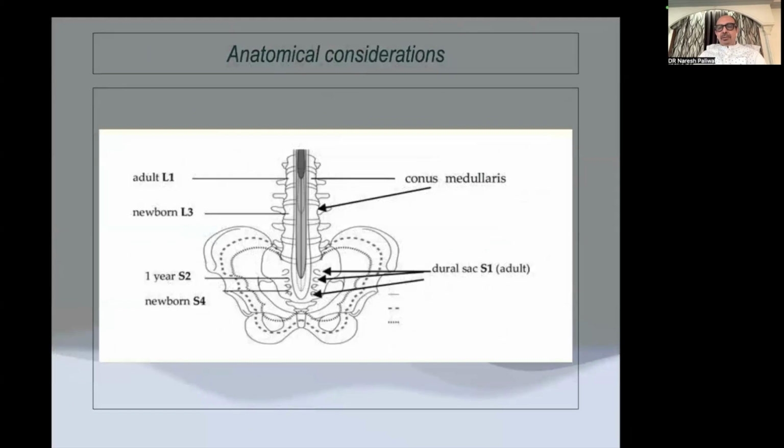Now, just to brush up our knowledge, everyone knows the differences between adult and pediatric patients. What are the anatomical differences? Just to have a short revision, I'll cover it. In adults, the conus medullaris ends at L1. In premature babies, it is almost at L4. In newborns, it is L3. The dural sac is around S4 in newborns. Around 1 year of age, it is S2. And the dural sac ends at S1 in adults.